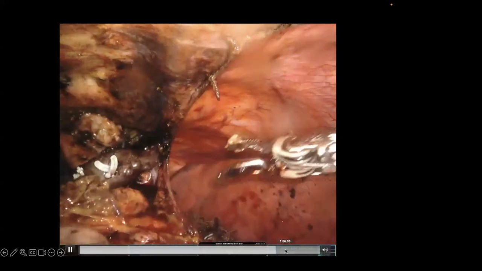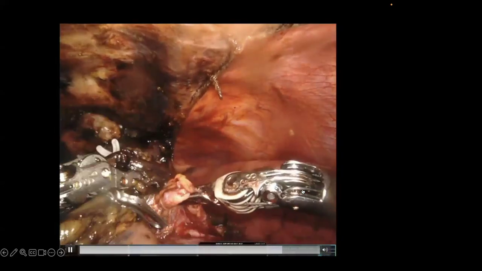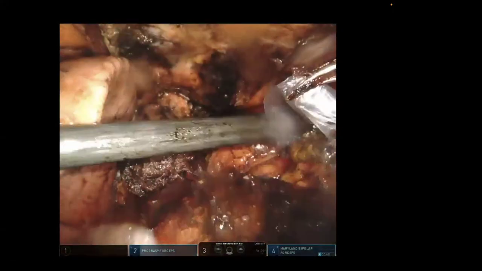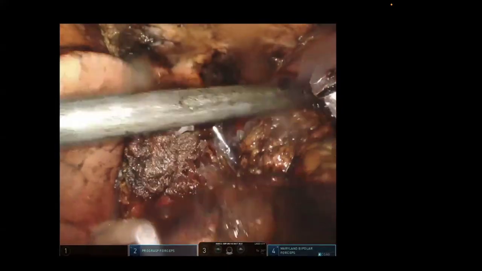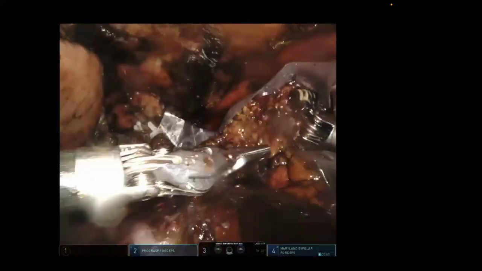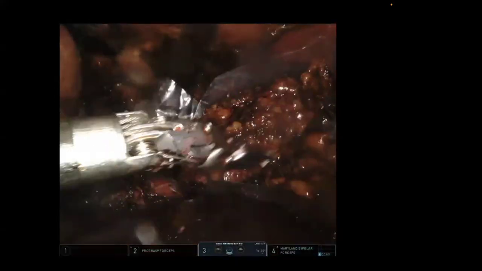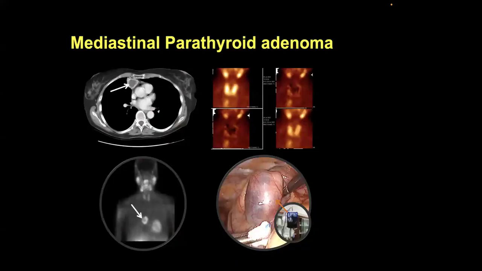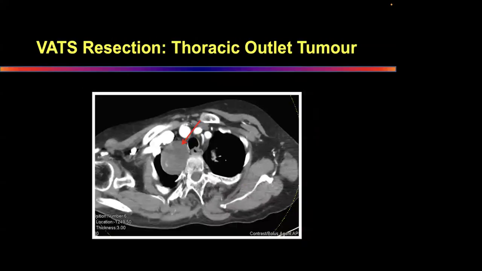This is the left side. I put all my specimen in a bag and then remove it through that spot. Mediastinal parathyroid adenoma, nicely visualized by sestamibi scan and greatly done by VATS and robotics.